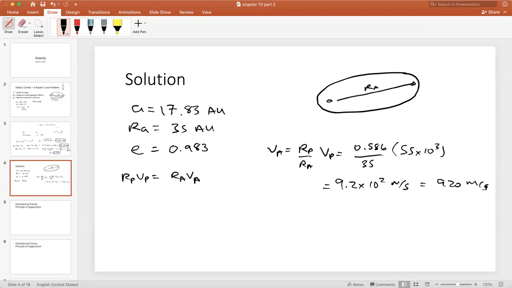times 10 squared meters per second, or about 920 meters per second. So it slows down tremendously when it gets way out there. It's doing about 55,000 meters per second near the sun, and it's only doing 920 when it gets all the way out to the edge of the solar system.